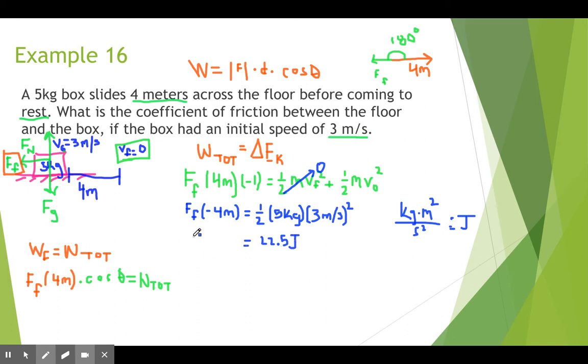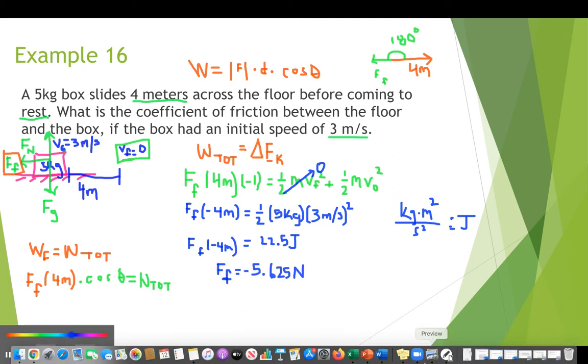22.5 joules is equal to force of friction times negative 4. We're going to divide both sides by negative 4 to get the force of friction alone. And we get 5.625 newtons, and that's negative. The force of friction is negative because it's pointing to the left, right? That force is taking energy out of the system.